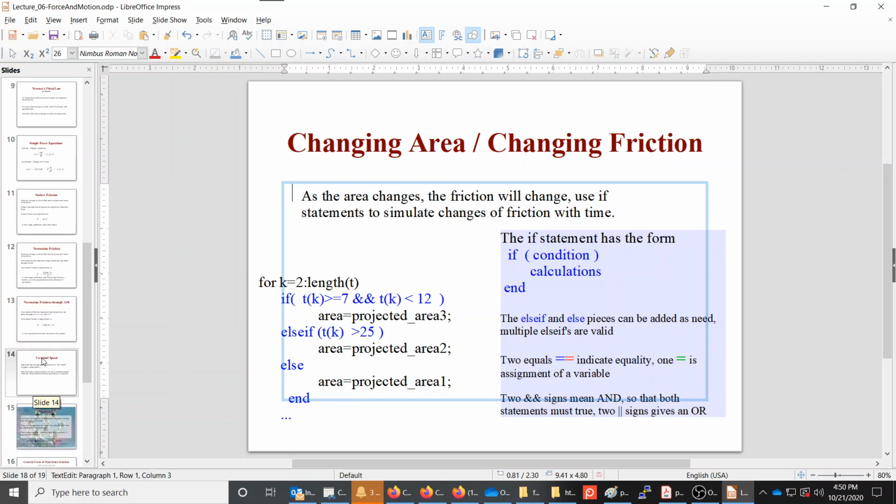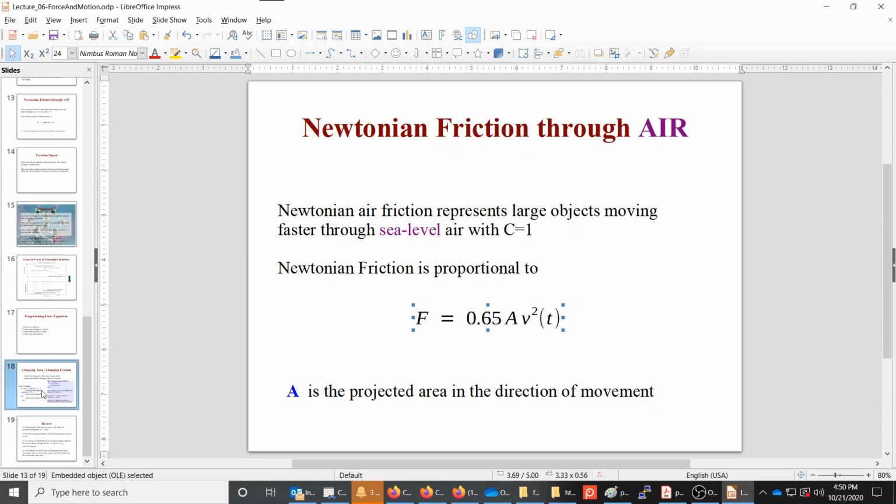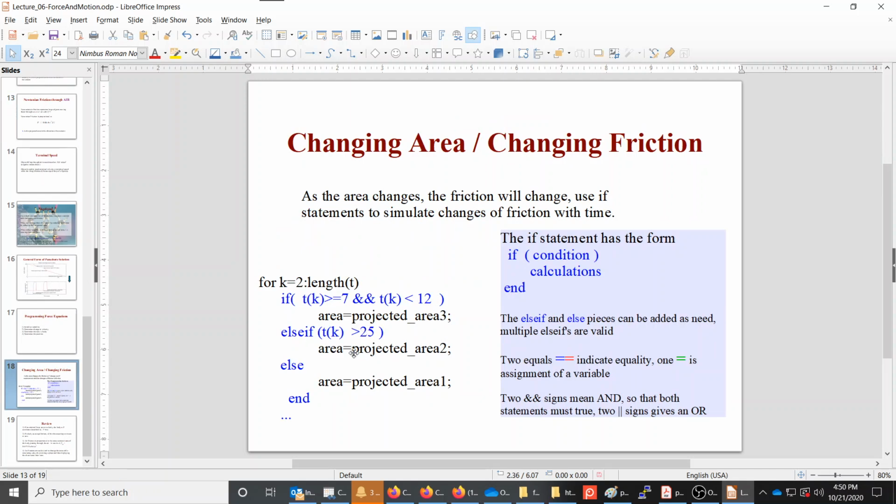So remember, our force due to friction, right? The force due to friction is controlled by the area. And so if your area is changing, it's also controlled by the velocity, but what we need to worry about in our if statement is the area. It's the area that is going to change.